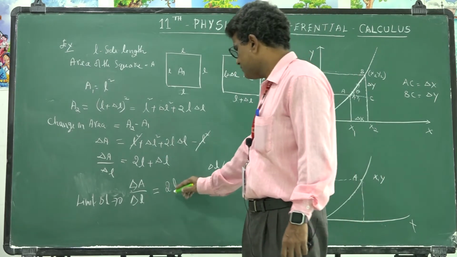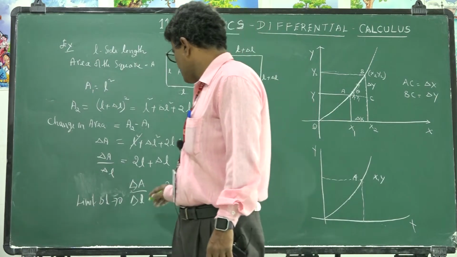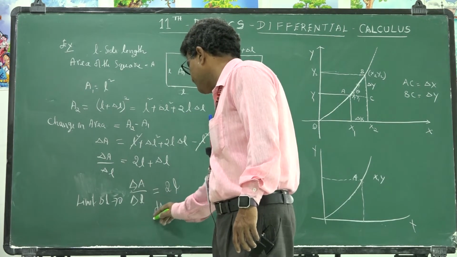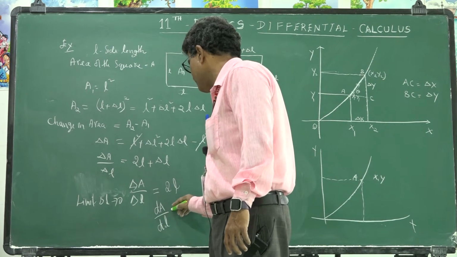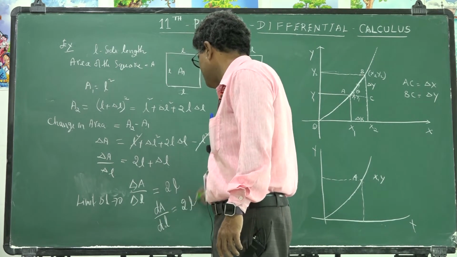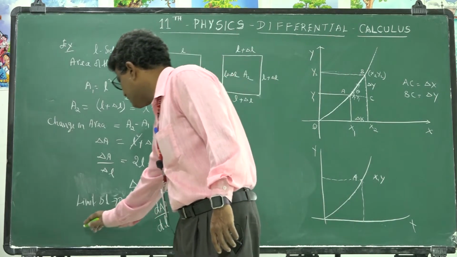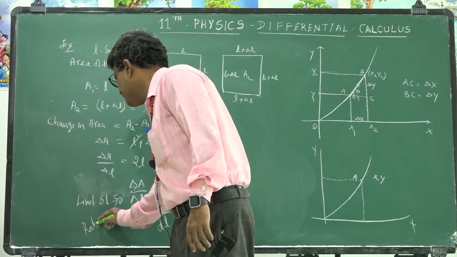So we got this answer. We can write it as dA by dL equal to 2L. This dA by dL, we can call it as the rate of change.